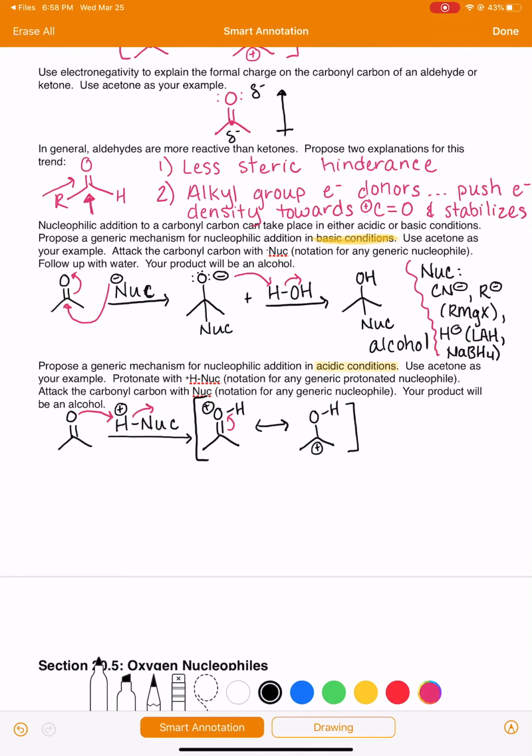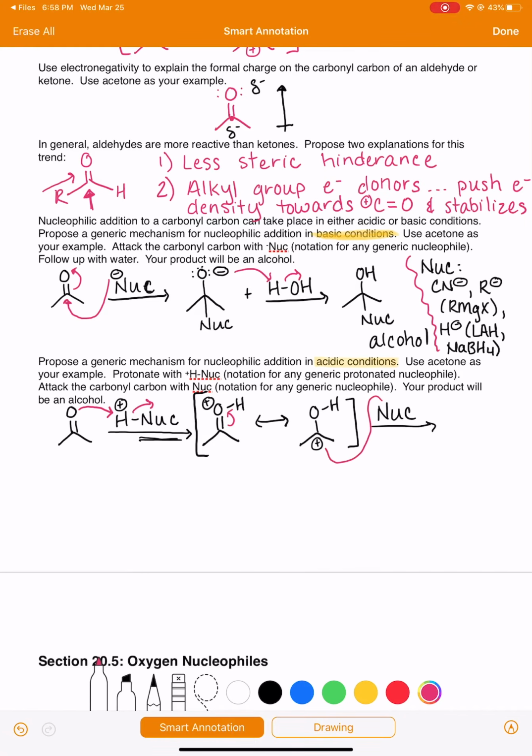And once we get to that place, we have this nucleophile over here that's lost its proton. It's not charged, it's not Nuc-, it's just a nucleophile. And it is going to attack our carbon. And that's going to give us the same product that we got in the basic reaction.